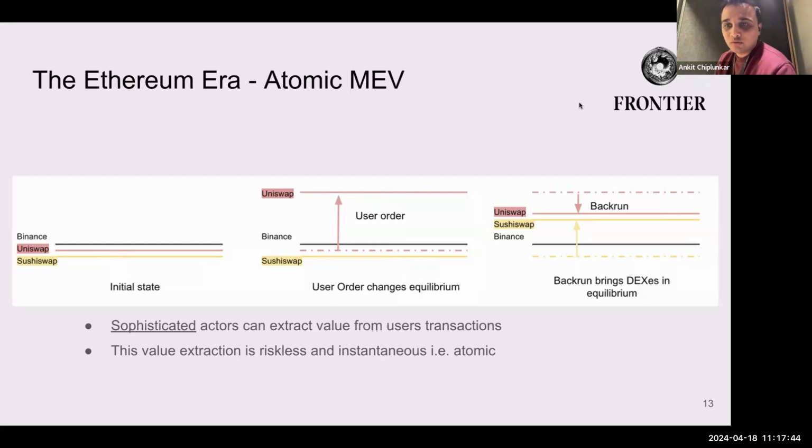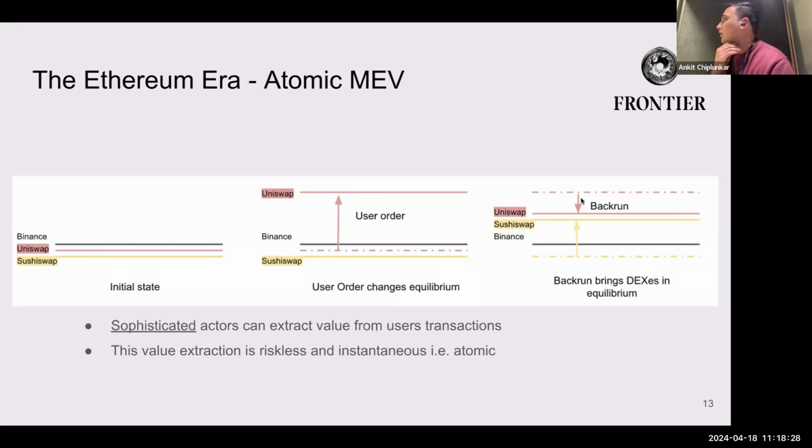And so what sophisticated actors can do is, instantly, just behind this transaction, they can instantaneously capture some value by bringing the decentralized exchanges back in equilibrium. And so the user only wanted to pay their transaction fees to get included, but they were leaving this arbitrage value on the table for a sophisticated actor to come in and capture. And one more point to note, extraction is riskless and it's almost instantaneous, and that is why it is called atomic.